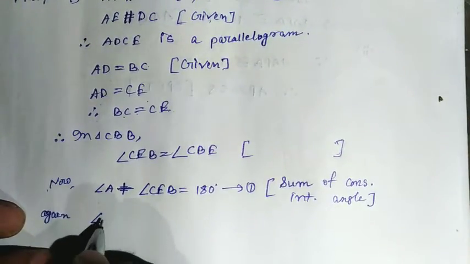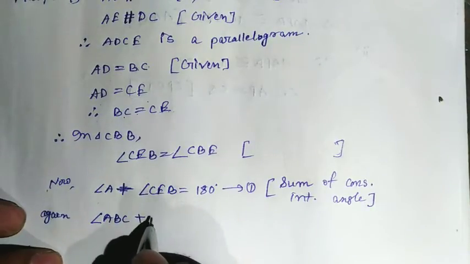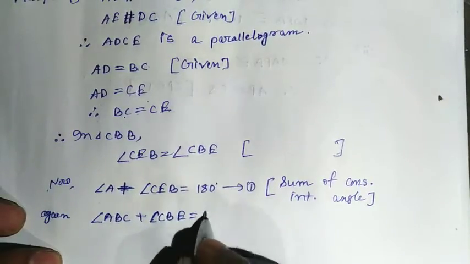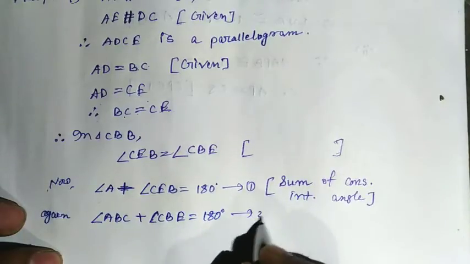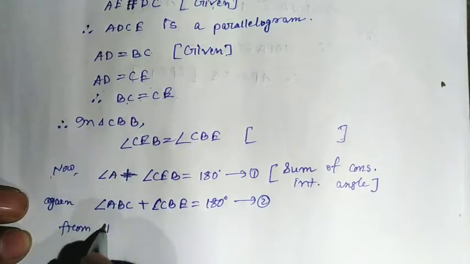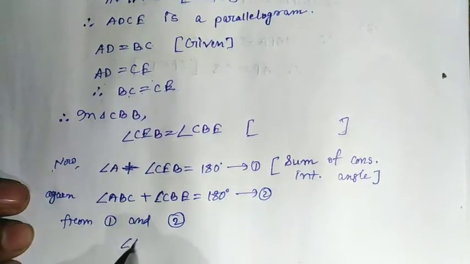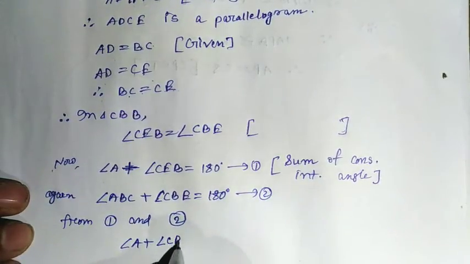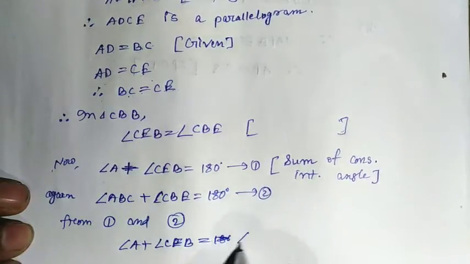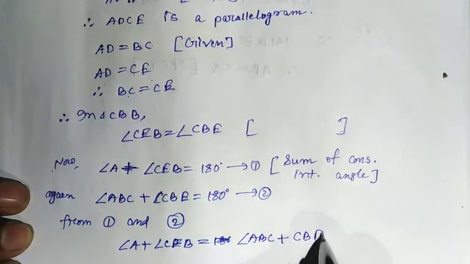Angle ABC plus angle CBE. Angle CBE is 180 degrees. It is equation 2. Now from 1 and 2 we can write: angle A plus angle CEB plus angle CEB is 180 degrees, is equal to angle ABC plus angle CBE.